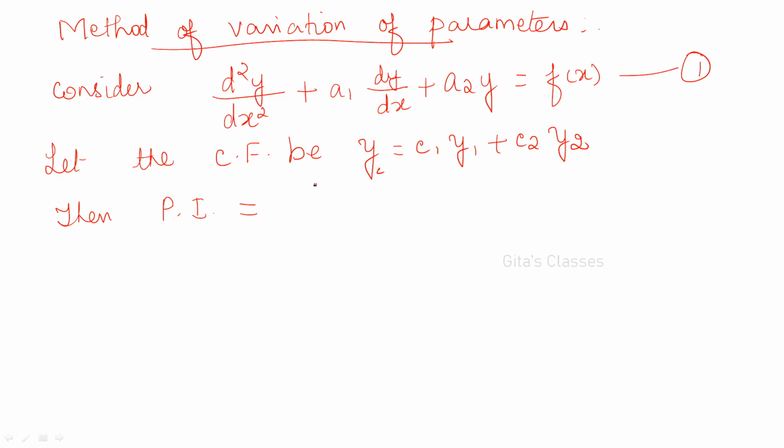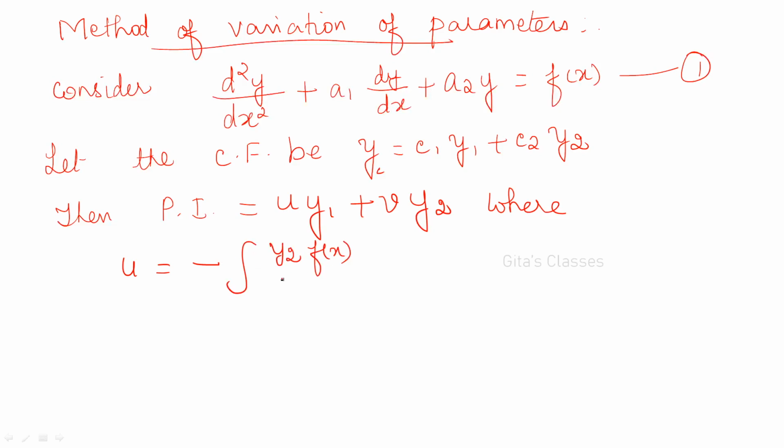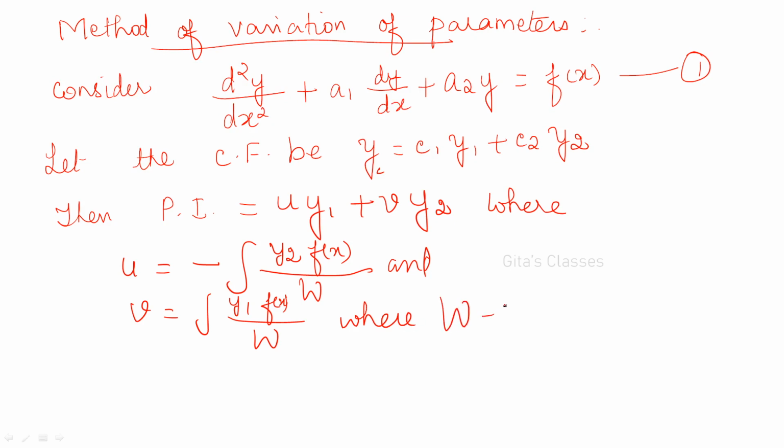Then the particular integral should be written as u into y1 plus v into y2, where we are going to find out this u and v. Okay, u is given by minus integral of y2 into right hand side whatever function is there, y2 into f of x by W, and I'll tell you what is W, wait. So v is equal to integral y1 into f of x divided by capital W, where capital W is called the Wronskian. There is a name for this, it is called Wronskian. So Wronskian, how will you find out?